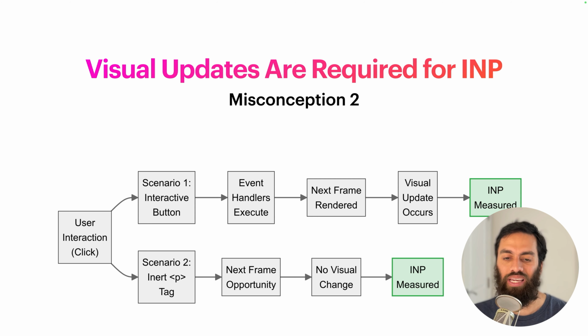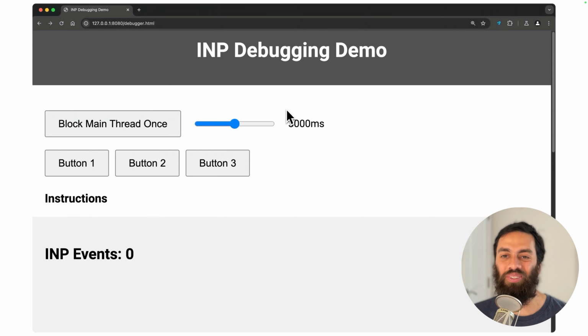The important takeaway here is opportunity. When the browser has the opportunity to render something, or to paint, or to visually update the page in some way, that's what counts for INP. Whether or not it happens is a different story. As a little bit of proof to you, let's take a quick look at this INP playground that we built.